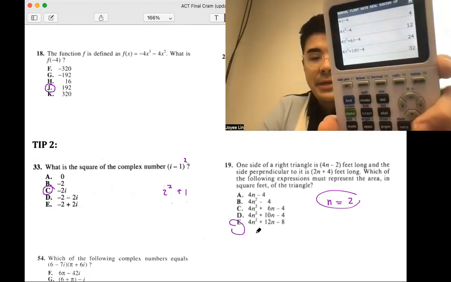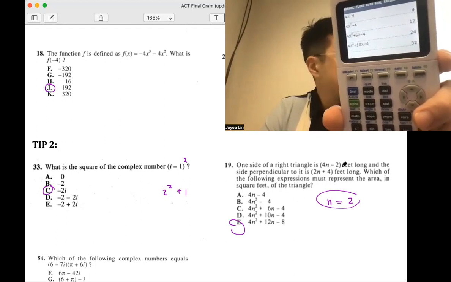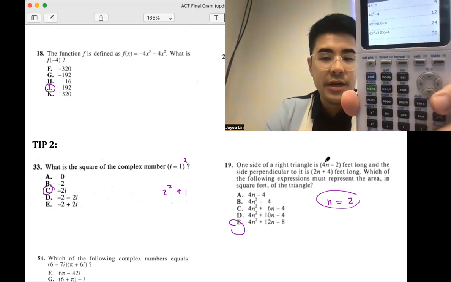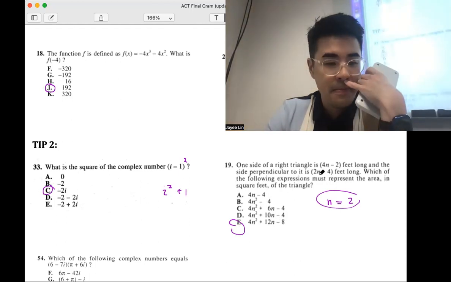Questions on how we plug in numbers? You plug in numbers when you see answers in the choices, in the question and in the answers.